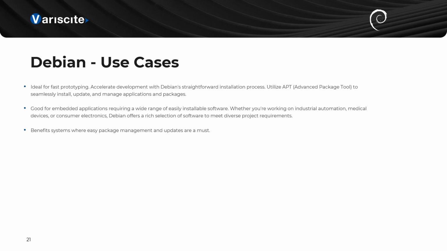Debian's robust package management system and update capabilities are beneficial for systems where maintaining and updating software is fundamental. Managing packages with APT ensures that your system remains up to date and secure with minimal effort. This feature is particularly important for applications that require regular updates and reliable software management. Summarizing, Debian's strengths in fast prototyping, extensive software availability, and robust package management make it a compelling choice for a wide range of embedded applications.